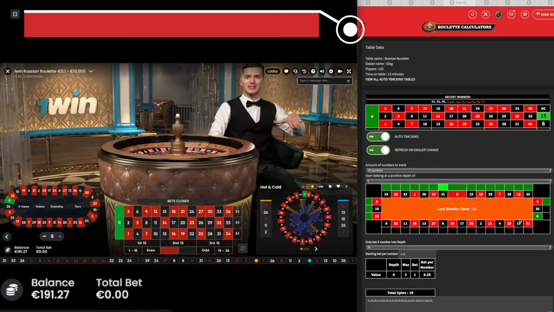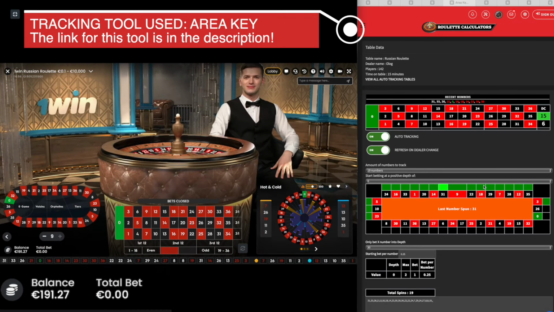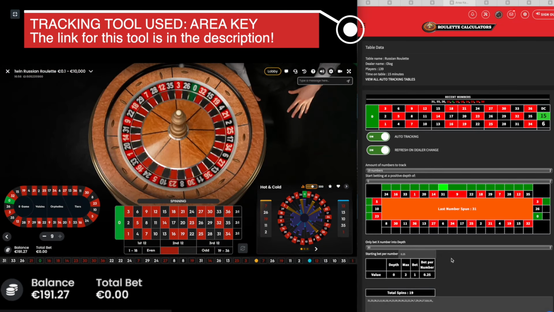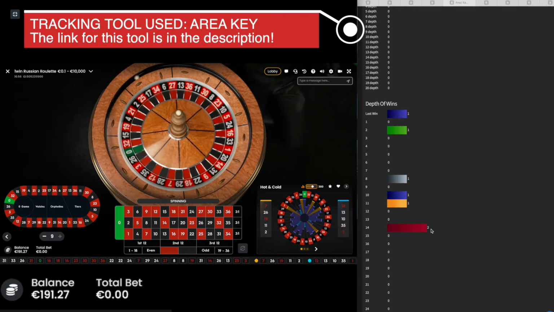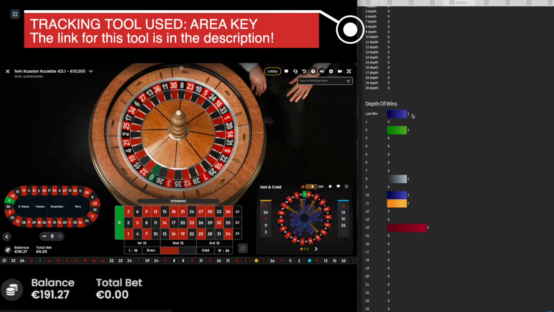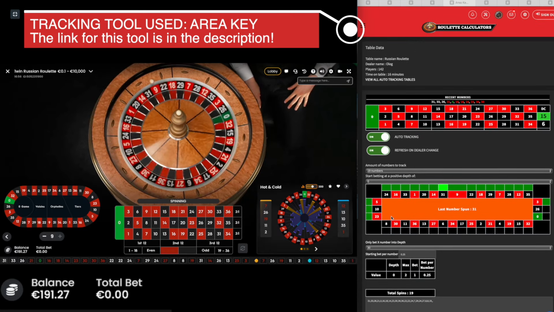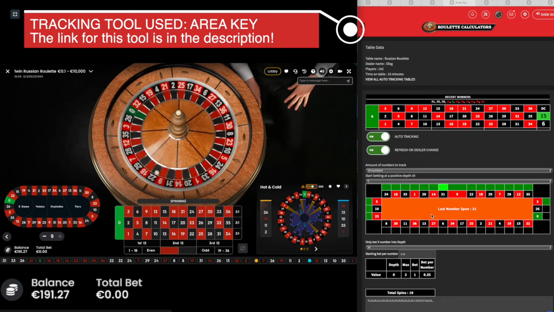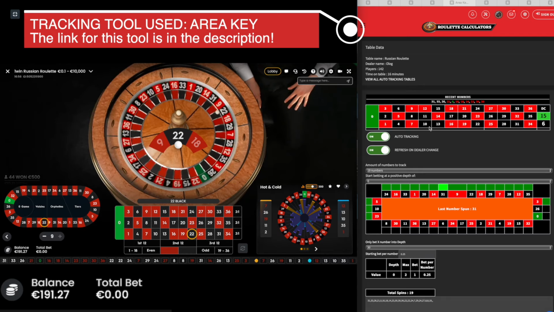How's it going, guys? I am back using the area key with the roulette calculator step system. I've been tracking this dealer and it's looking pretty promising. Depth of 100110100000101. Currently on a zero, and he has just gone back to a zero again, highlighted again.